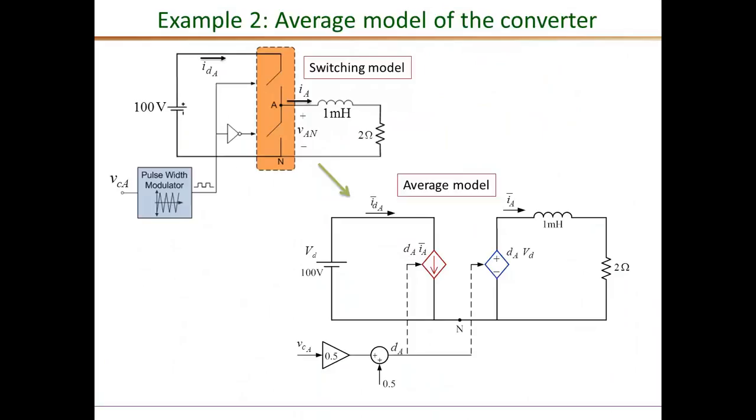So the simulation results give us good confidence in the accuracy of the average model, the ideal transformer model, for both steady state and transient analysis. So in later videos, when we have more complex converters with multiple power poles, we will rely on this average model to do the analysis for fundamental frequency analysis and the average analysis.